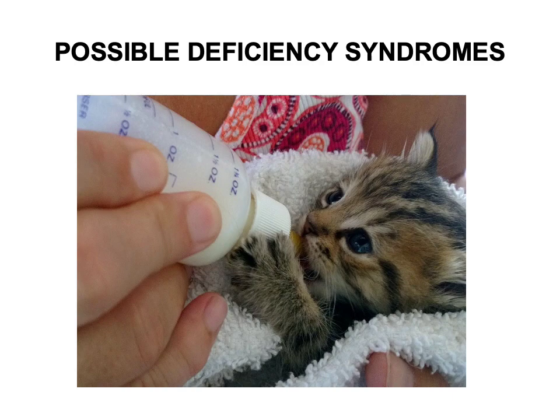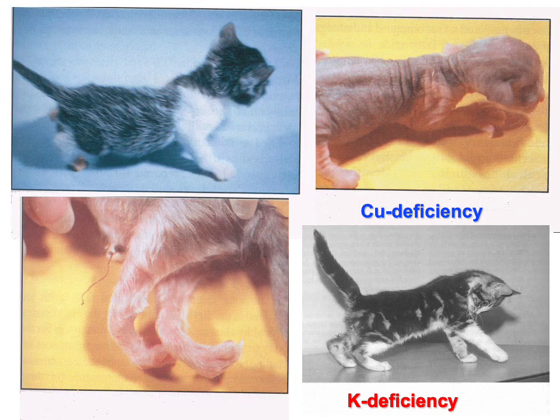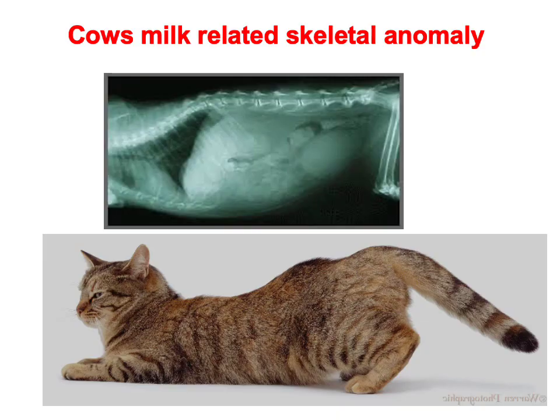The possible deficiency syndromes, especially in kittens, I recall from lecture 1: graying and alopecia and leg deformities with copper deficiency, and stiff muscles can occur with potassium deficiency. And here is the X-ray picture and the clinical picture of the spinal cord problem.